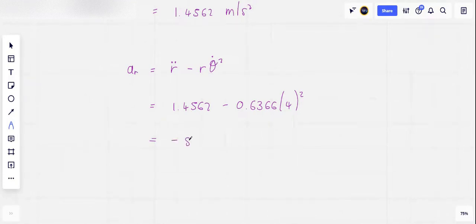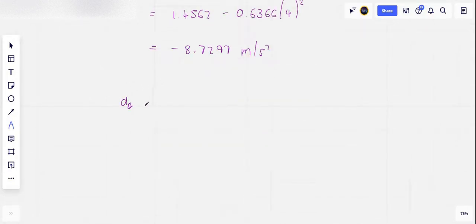So therefore, we can find the radial and angular acceleration. So a r is equal to r double dot minus r theta dot squared. And now we can just substitute the values into this, which becomes 1.4562 minus 0.6366 multiplied by 4 squared, which gives us a radial acceleration of minus 8.7297 meters per square second.